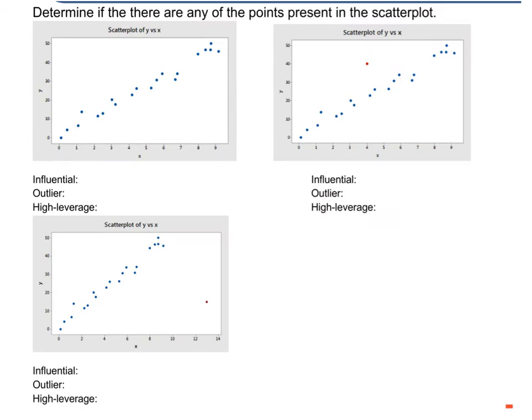So let's look at these three scatter plots and determine if we see influential points and if we would say that they're outliers, high leverage, or we could say that they are both. So I'd like you to pause and hit play when you're ready to check your answers.